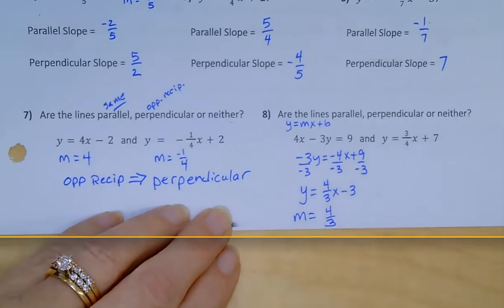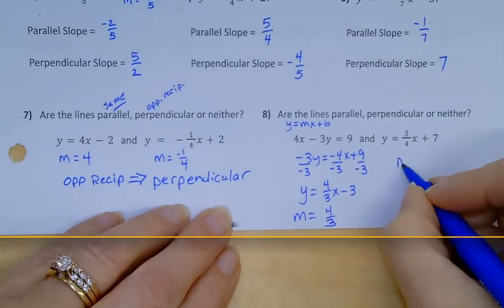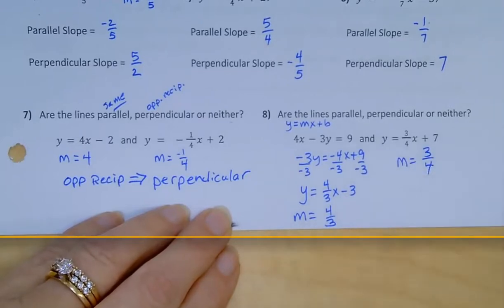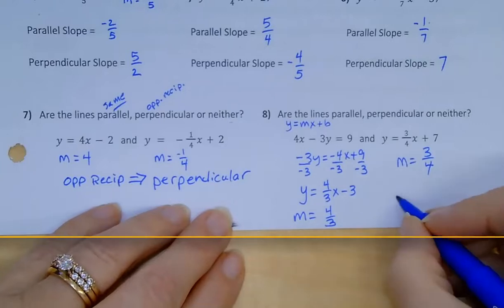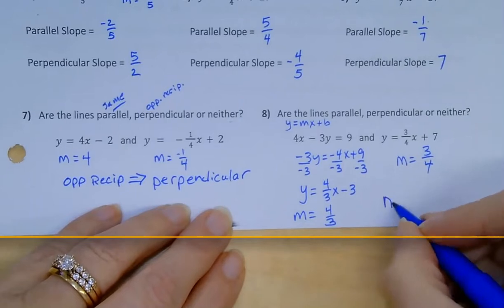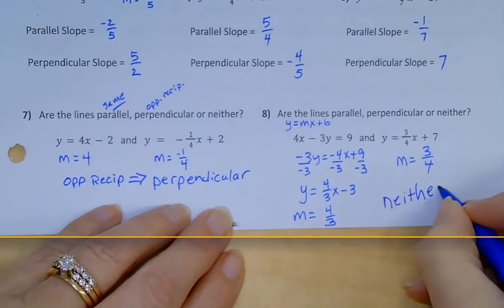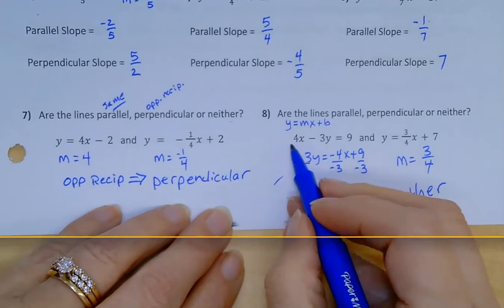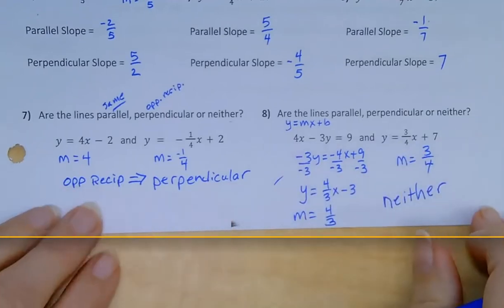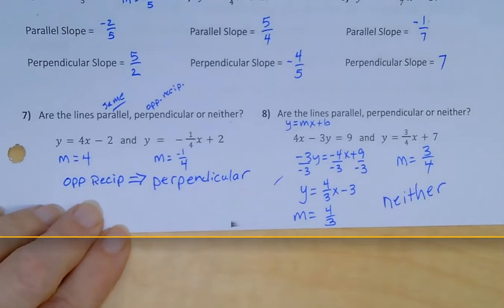On this line, I don't have to do the math, and I can see that my slope is 3/4. These are reciprocals, but they are not opposite reciprocals. See that? They are both positive, so they can't be perpendicular lines. They're both the same sign. So they're also not exactly the same number, so they're not parallel lines. These two lines are neither. And you can always plug these equations into Desmos and take a look and see whether you think they are perpendicular or parallel.